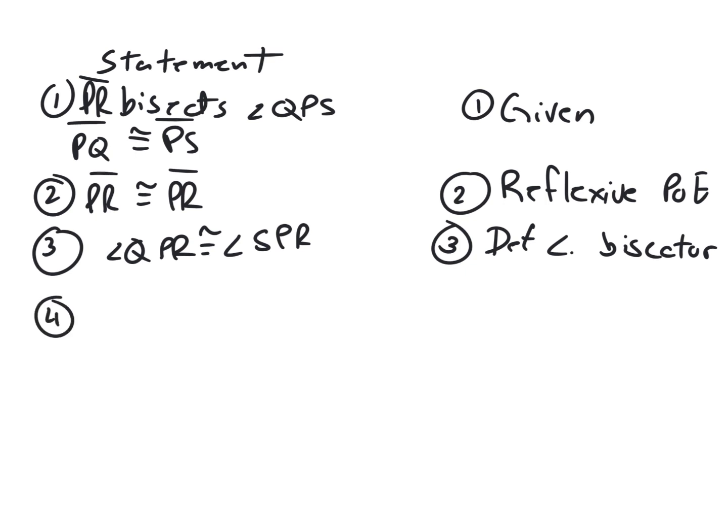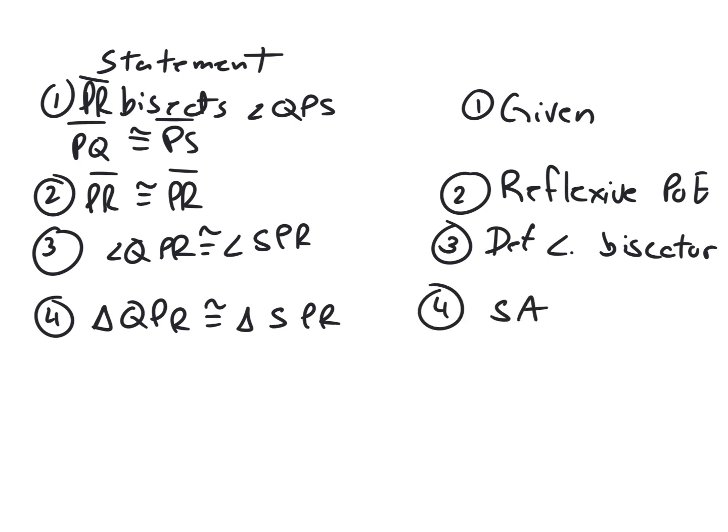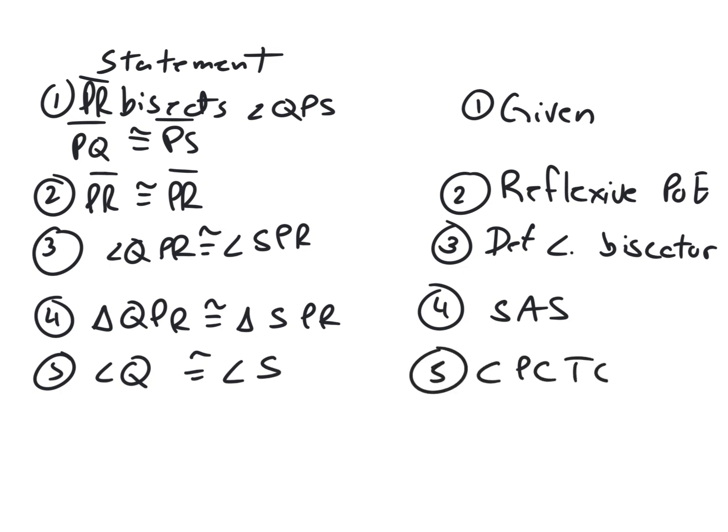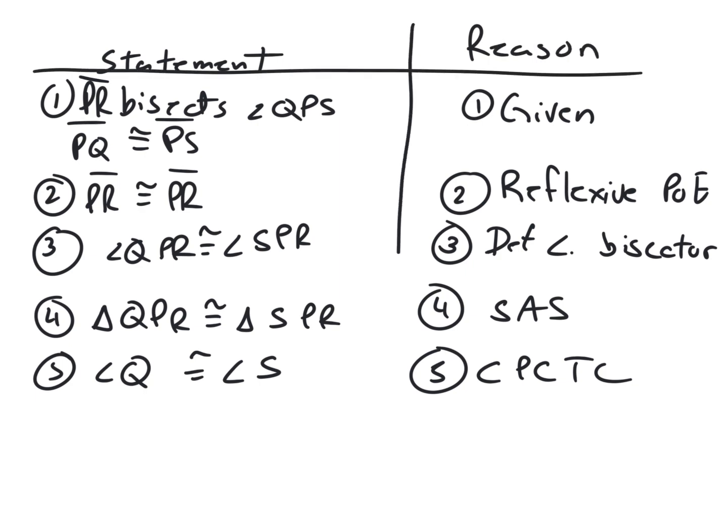Then we have the fourth step, which now we can prove the two triangles are congruent: triangle QPR is congruent to triangle SPR by the side angle side theorem. And then since both triangles are congruent, we can say angle Q is congruent to angle S by CPCTC. So when they're asking you to prove that a segment, an angle, or something in a triangle is congruent, you first have to prove the triangles are congruent, and then at the end you can say that the angles, the segment, or whatever they're asking is congruent by CPCTC.